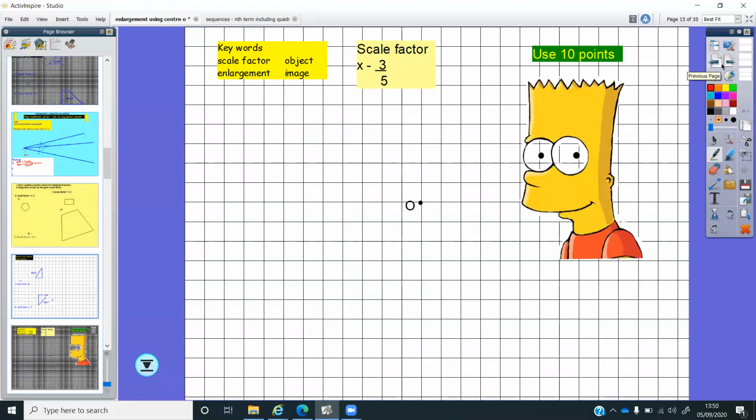So where do we go with this then? Okay, so I've got squared paper here. I've still got the back in here. I said use 10 points to enlarge Bart's head. So a bit like those Nazca lines, we're going to find 10 important points. Enlarge his head by a scale factor of -3/5. What would they expect to see? Describe, talk to your partner, and then share it with us. What do you think you're going to expect to see here?